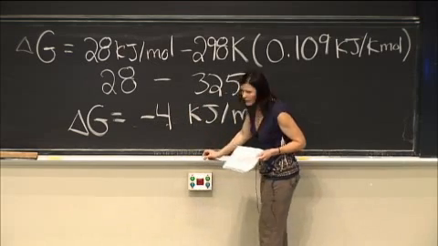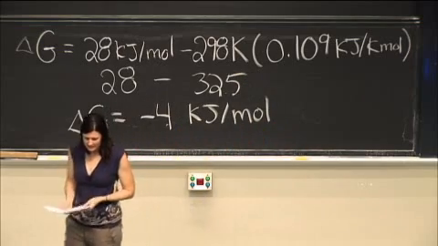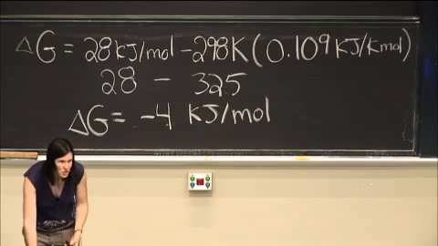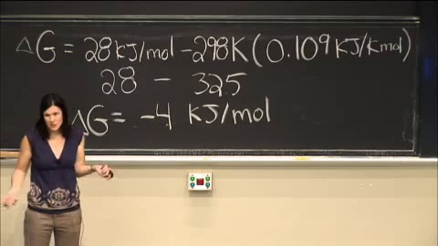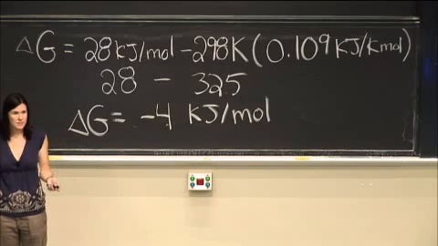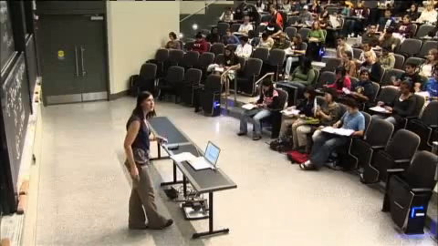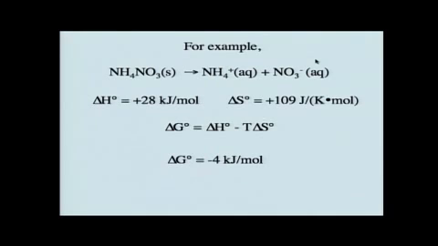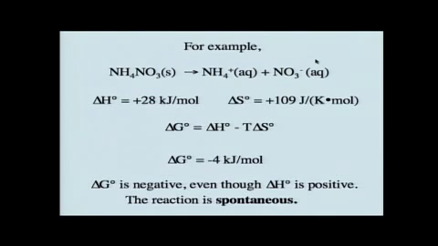All right, so with a negative delta G, would you say this is a spontaneous or a non-spontaneous reaction? Yeah, it's spontaneous. So what we're going to see is delta G negative 4. So this reaction is spontaneous even though our enthalpy change was positive.